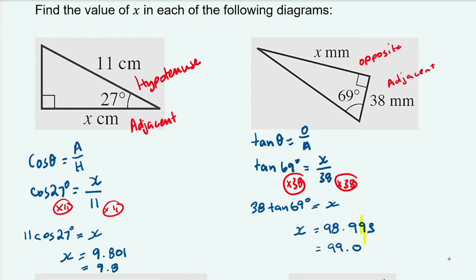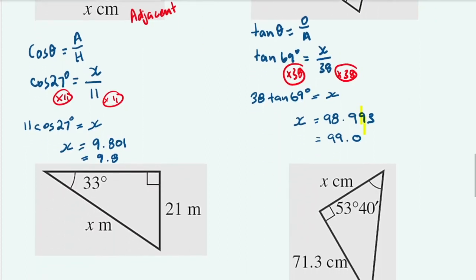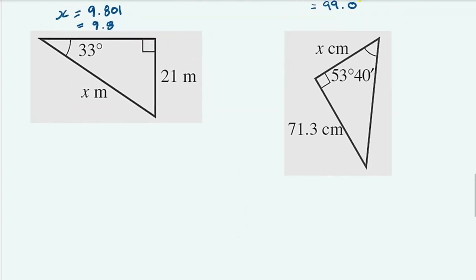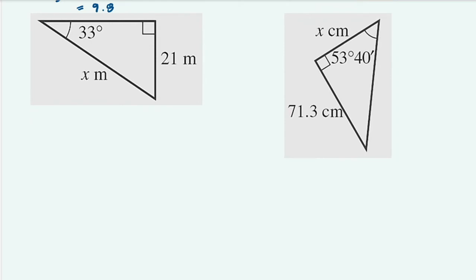Let's keep pushing right along. And now we have the last 2 examples for this one. Still finding the sides. So here is going to be a little bit different. There's going to be an extra step involved. But we have the hypotenuse. And for this one, we have the opposite. So we're going to use sine.